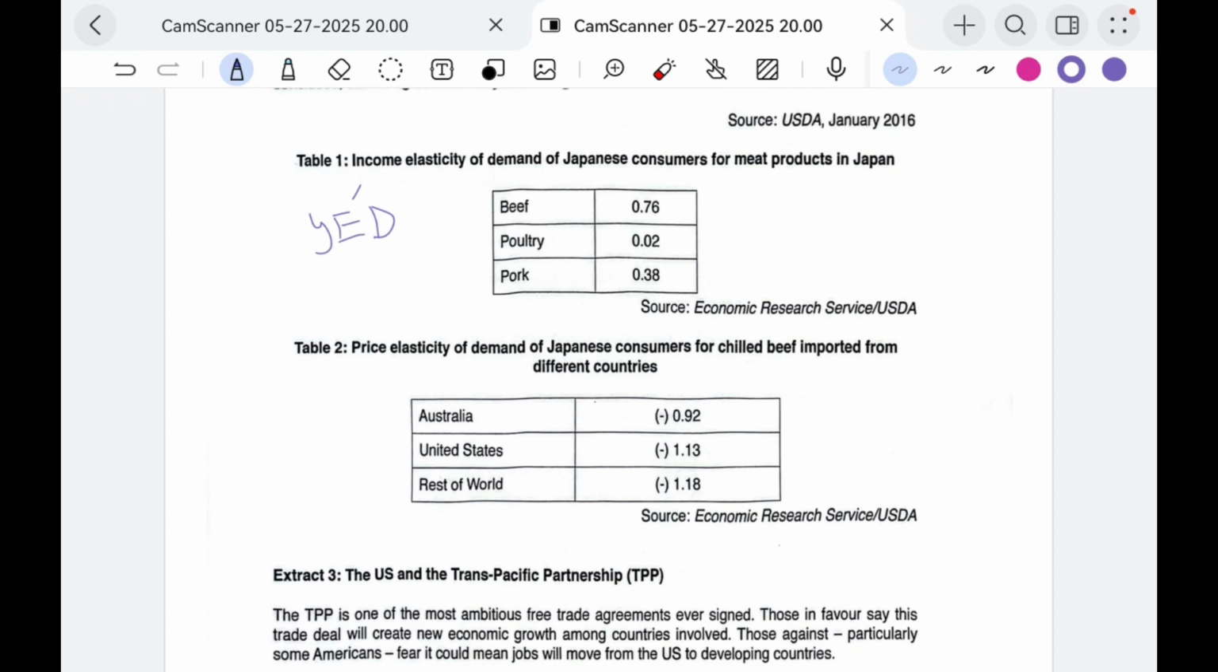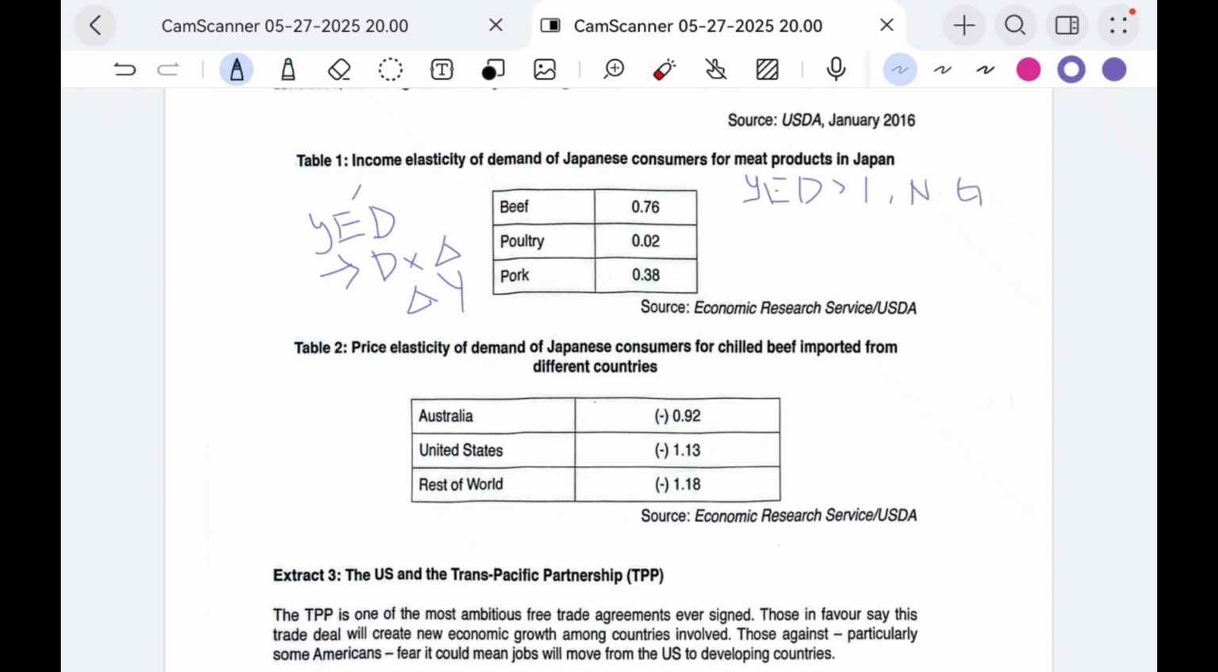So we know that for YED, it talks about how the demand for something, say good X, changes with a change in your income. So we know that for YED, there are various magnitudes. So if the YED is more than 1, it means that this is a normal good. Okay, this is a normal good.